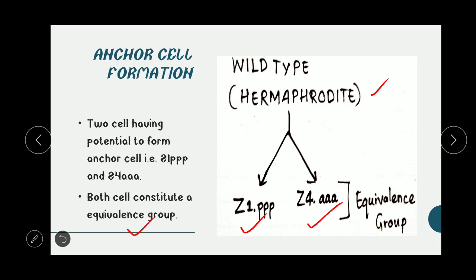Why are they constituting an equivalence group? Because they have equal potential to form the anchor cell. Both of the cells, Z1 PPP and Z4 AAA, have equal potential to form the anchor cell. That's why they are called an equivalence group. Although depending upon the signaling molecule they are receiving, they will become two different cells, but they have equal potential, and at a time only one of them will form the anchor cell.